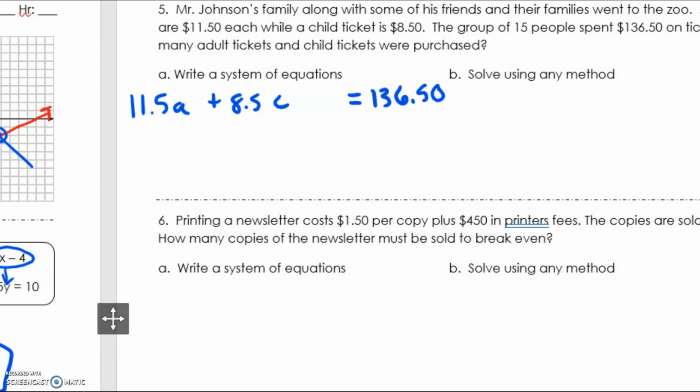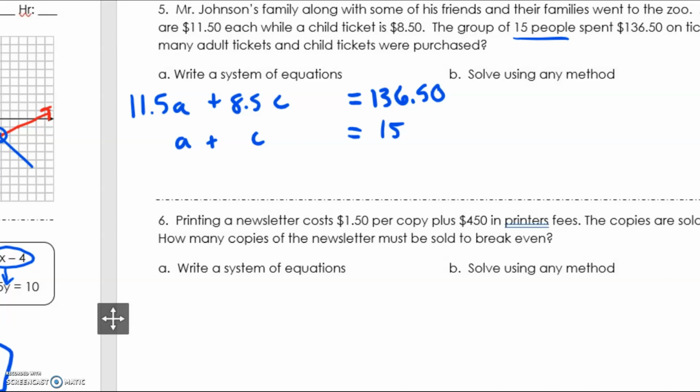Now the next one's a little bit more tricky to create. The next one just represents the total number of tickets, since that's the other information given. The group of 15 people. So how many total tickets are there? There's 15. I've only got two types, adult tickets and child tickets. So the adult tickets plus the child tickets has to equal 15. There is my system. Now I'm ready to solve my system.